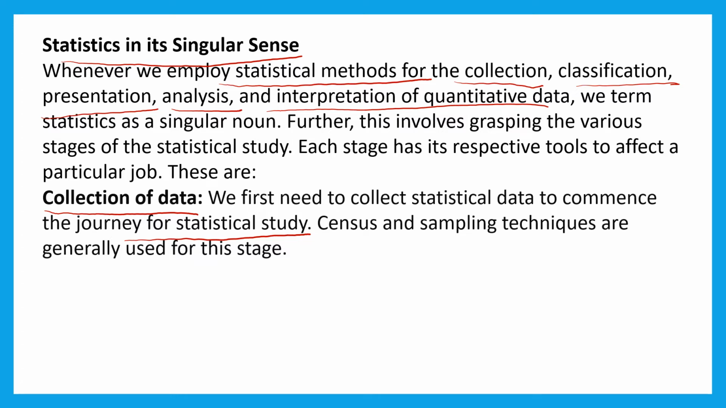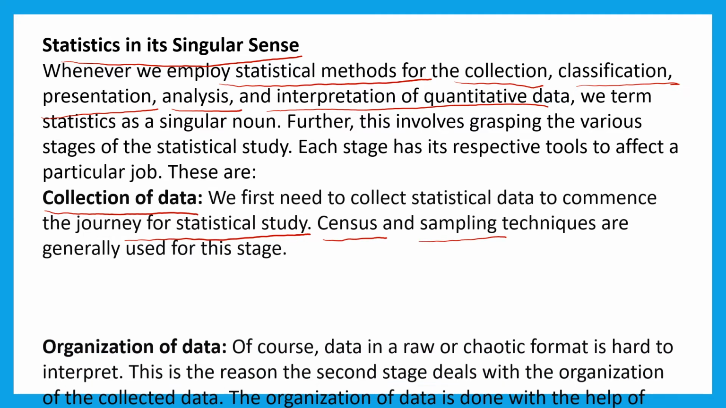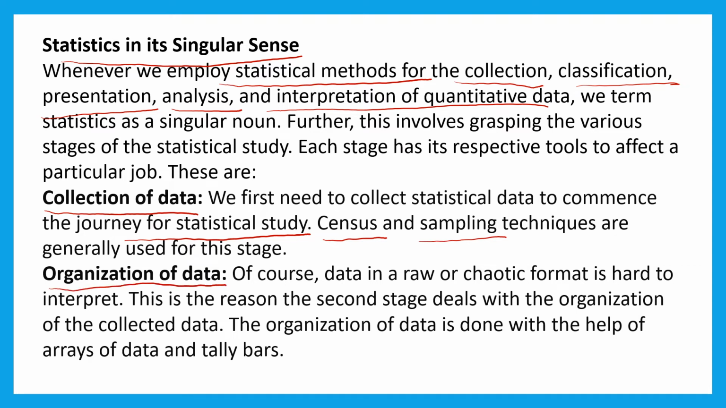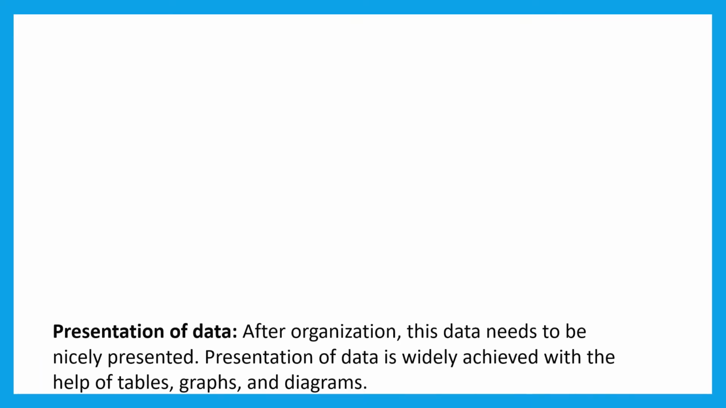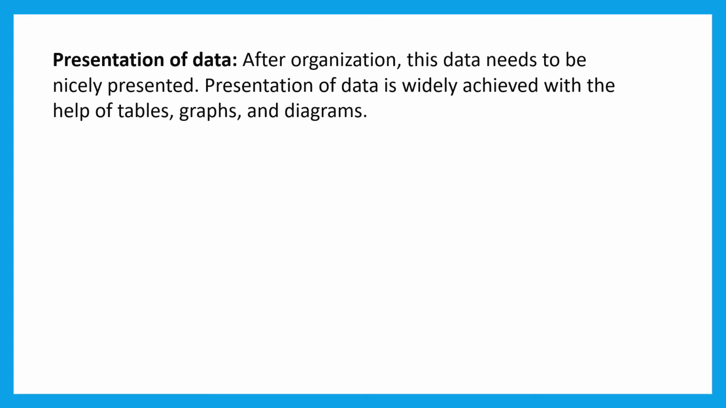Data can be collected either by using census or sampling techniques. The next stage is organization of data. Whatever you collect will be in raw form, which is hard to interpret, so you cannot make a conclusion with raw data. For that reason, you have to organize the data in a systematic manner. This can be done with the help of arrays of data or tally bars. You have to organize the data according to its characteristics. After organizing the data according to homogeneous character, we have to present the data in a systematic manner.